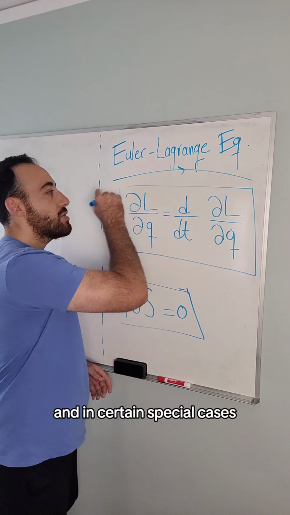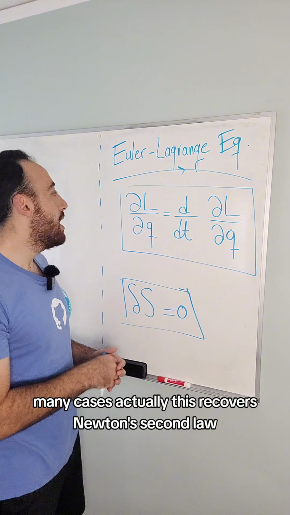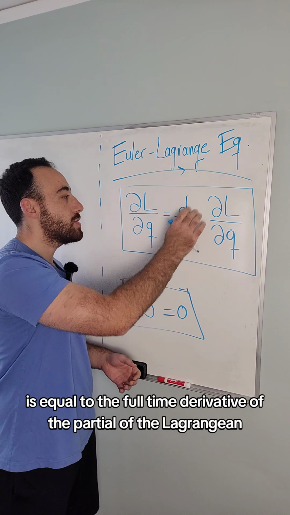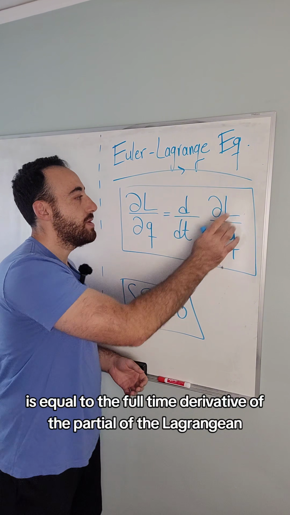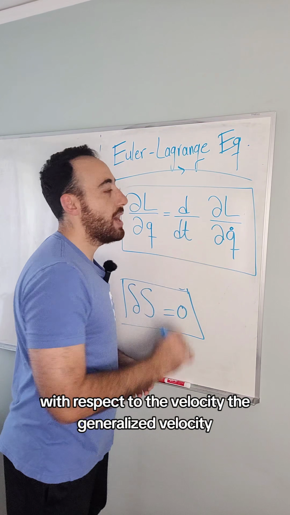And in certain special cases, many cases actually, this recovers Newton's second law. What it says is the partial of the Lagrangian with respect to the generalized coordinate is equal to the full time derivative of the partial of the Lagrangian with respect to the velocity, the generalized velocity.